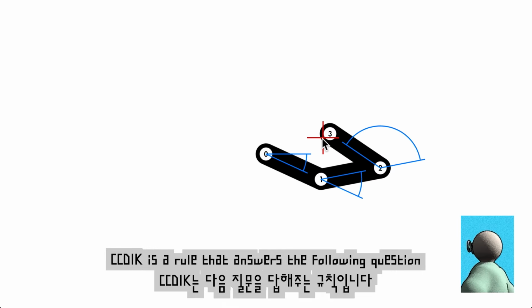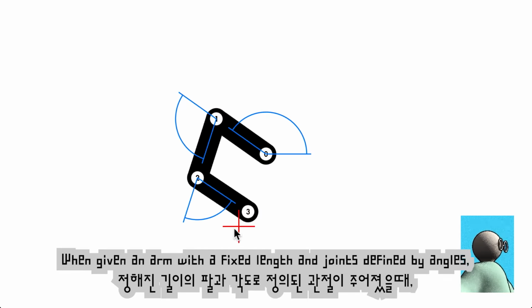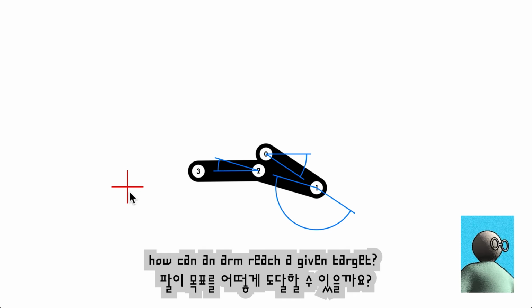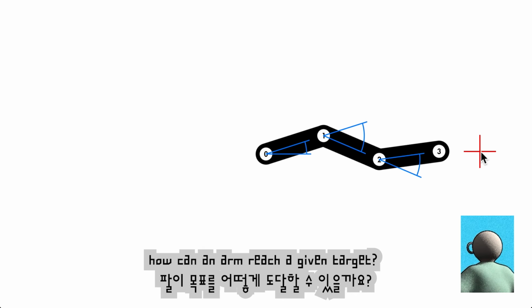CCDIK is a rule that answers the following question. When given an arm with a fixed length and its joints defined by angles, how can an arm reach a given target?